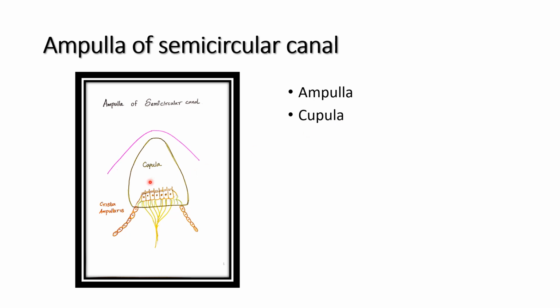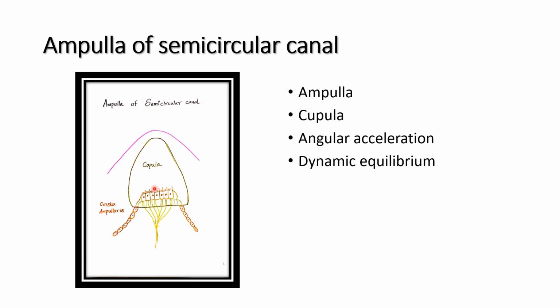The sensory epithelium senses the angular rotations when the person is moving. It senses the angular acceleration, which is important to sense the dynamic equilibrium. So in the moving rotation, the hair cells present in the cupula send the angular acceleration impulse to the vestibular nucleus. This is the crista ampullaris. The hair cells are located in the hill-shaped crista ampullaris.